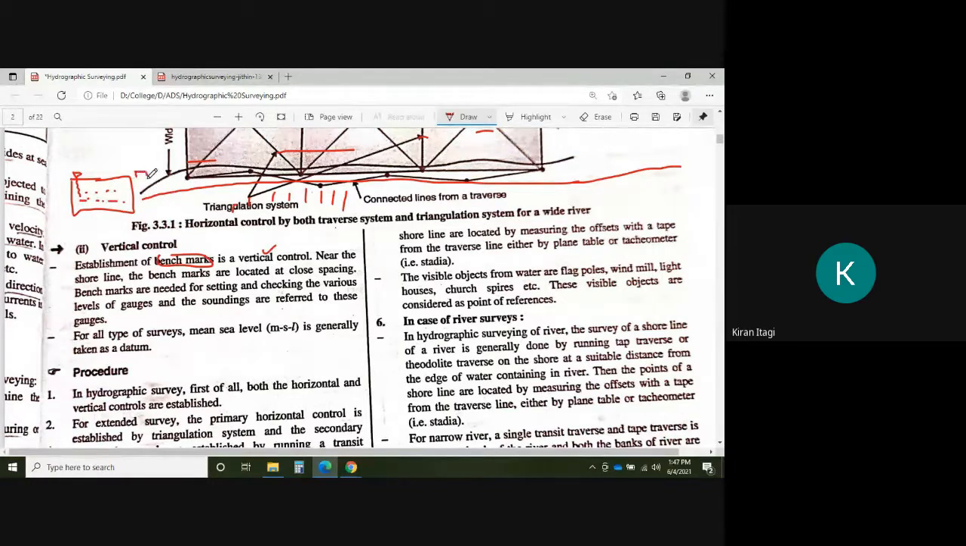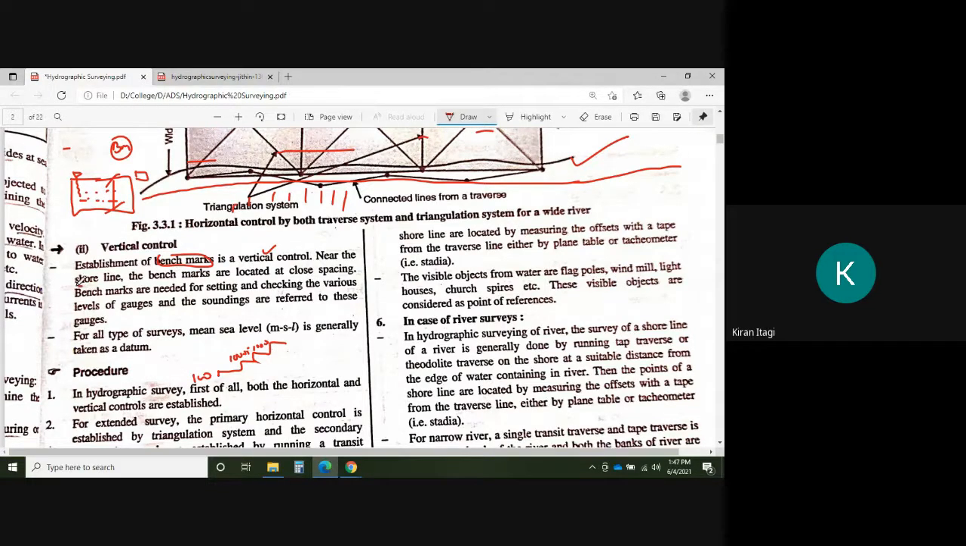So we want to control the vertical now. Just now we have seen the horizontal one. Now we want to determine the vertical, same as in the levelling benchmark, which will control the vertical levels. Suppose this level is 100, and the riser is say 0.15, so this will be 100.15. This will be 100.30. The same way, the vertical control points are also established in the hydrographic survey.